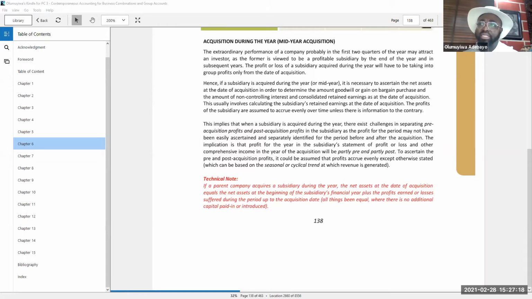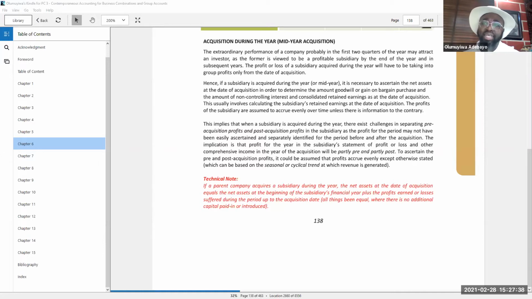Now, why are we assuming this? It's because our position is not exactly known as at acquisition date, because the acquisition took place 1st of April, 3 months after the year has commenced. And as at the end of the year, we are aware that the reserve stood at 50 million.